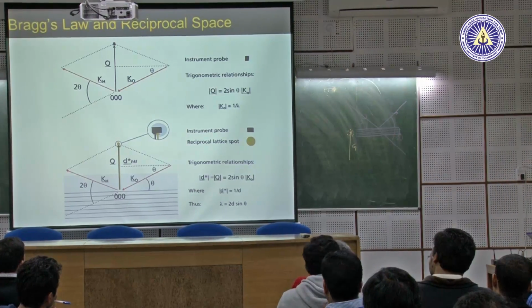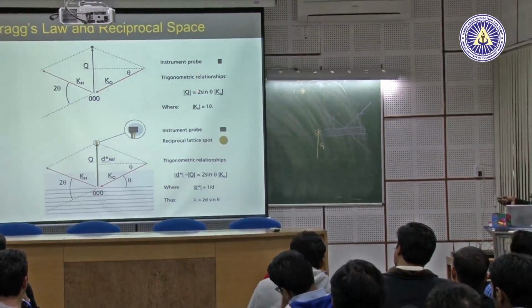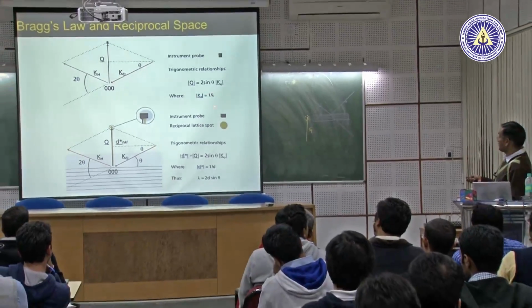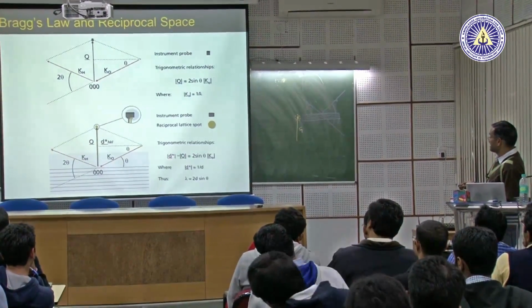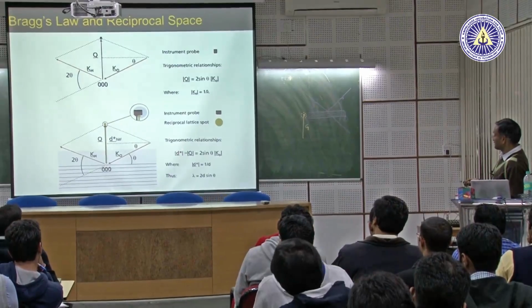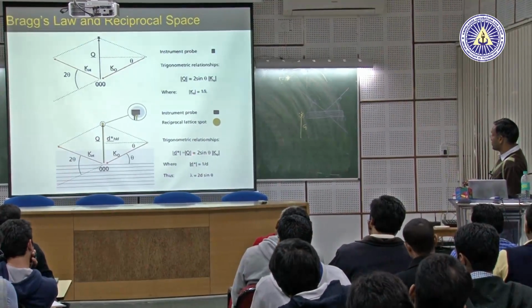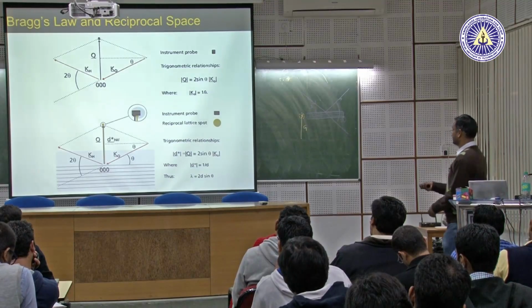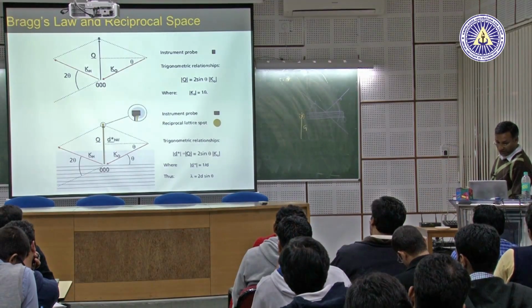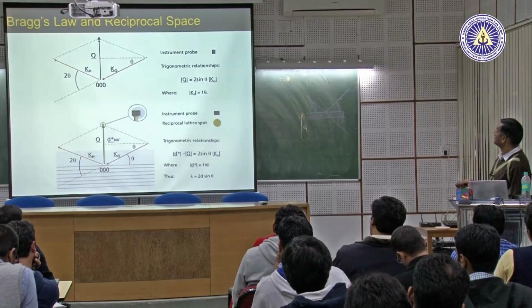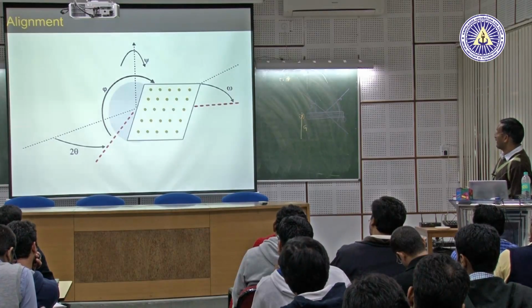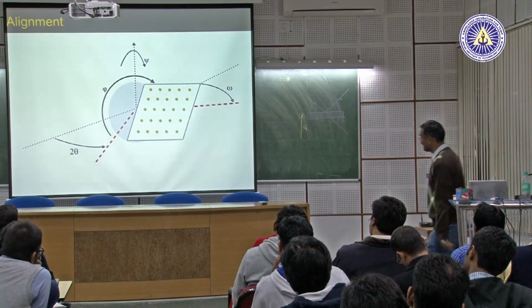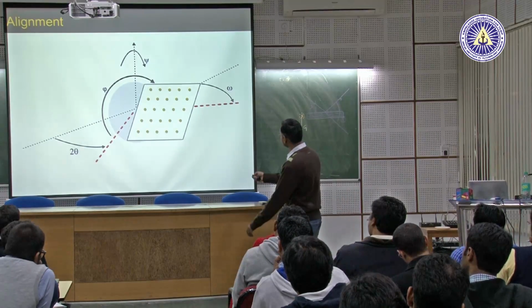So, what you have here is basically this k naught is nothing but 1 over lambda, and this d star, which is the reciprocal lattice vector length, is nothing but q, and this is 2 sin theta k naught, and of course, this is nothing but equivalent to Bragg's law.